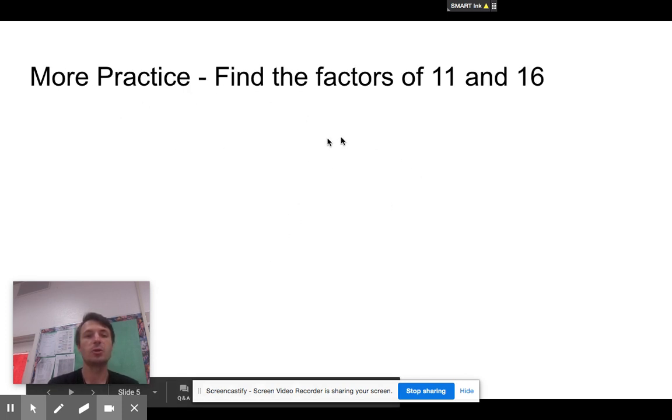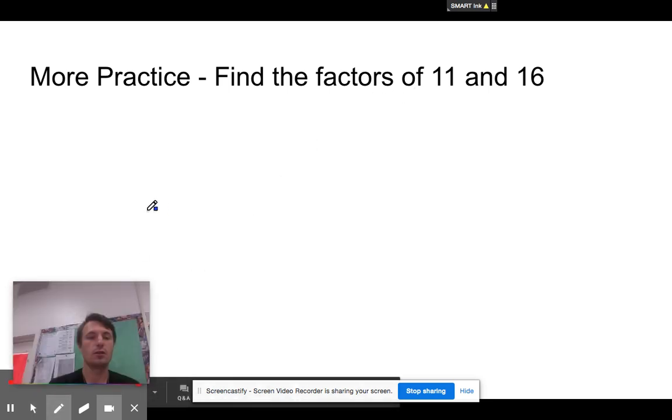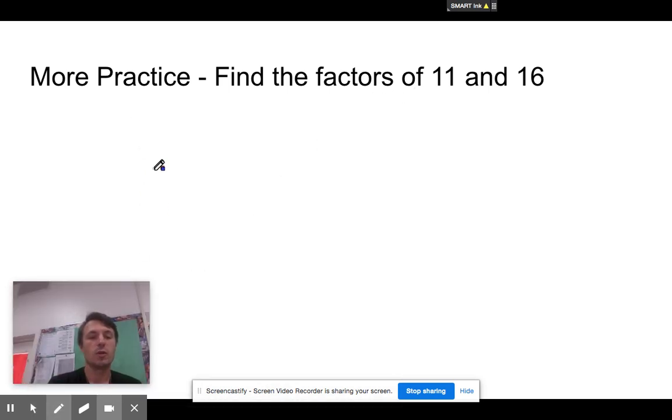Okay, let's do a little more practice. Let's find the factors of 11 and 16. First, 11. Since we're finding factors of 11, that means we have to find all the numbers that can be multiplied together to equal 11. We know 1 times 11 equals 11.